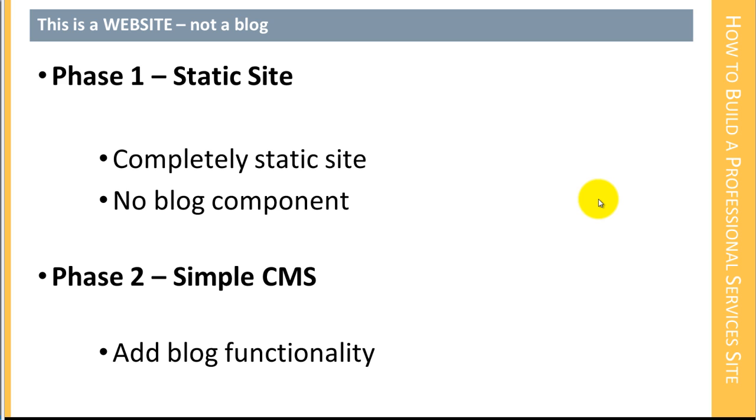The second phase of this, though, is adding the simple content management system to it, or simple CMS. And that's essentially adding blog functionality. But we're going to add blog functionality not as a blog per se, right? We're going to use the blog functionality, but we're not creating a blog. What we'll be doing is creating a set of articles that demonstrate your expertise in the place of a blog, but we'll be using the blog functionality for that. So the class has essentially two phases to it in that regard.